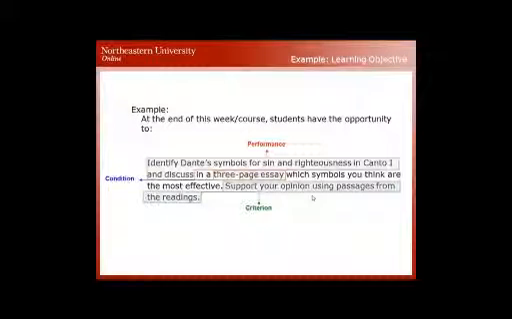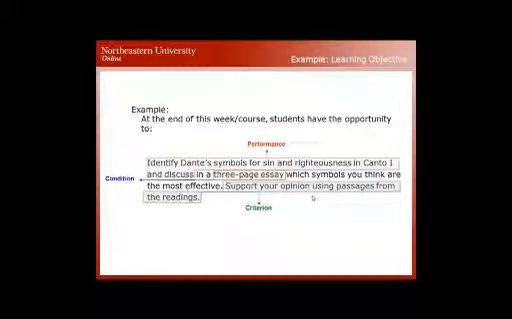Consider this example. Notice the performance, criteria, and condition. Identify Dante's symbols for sin and righteousness in Canto 1 and discuss in a 3-page essay which symbols you think are most effective. Support your opinion using passages from the readings. The degree of their performance, or how to evaluate, is discussed in a different lesson. Perhaps you should use a discussion board rubric or other tools that help students understand how you evaluate their work.